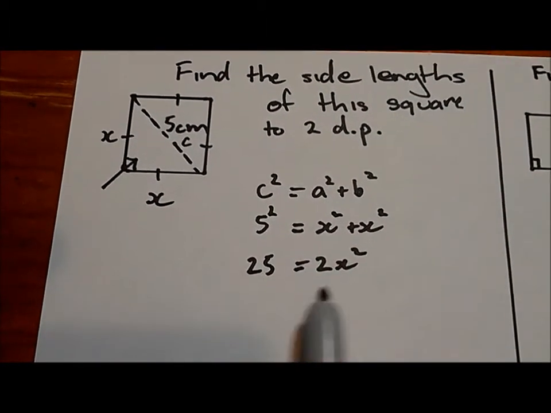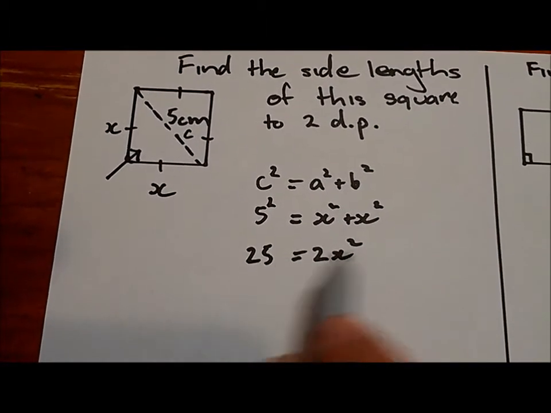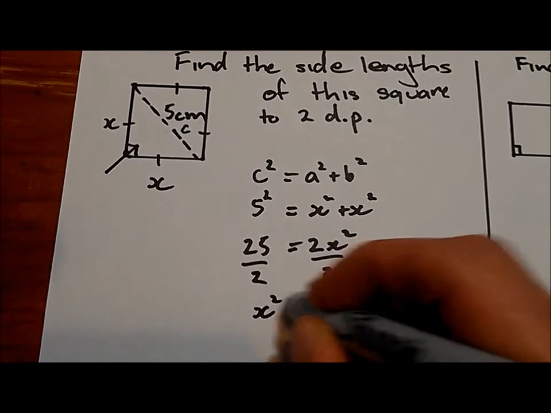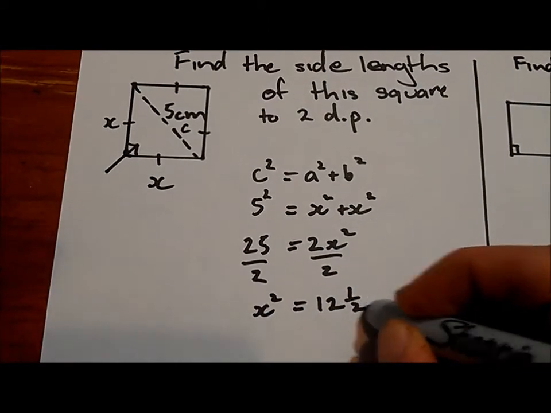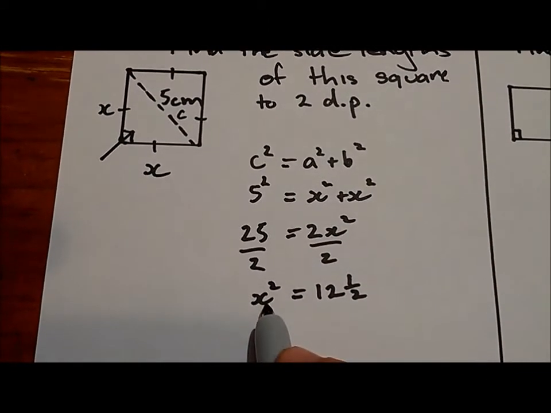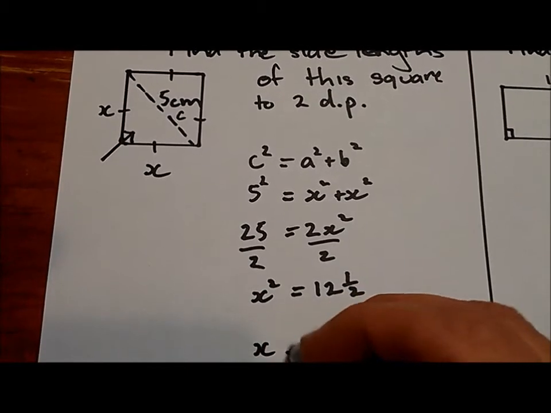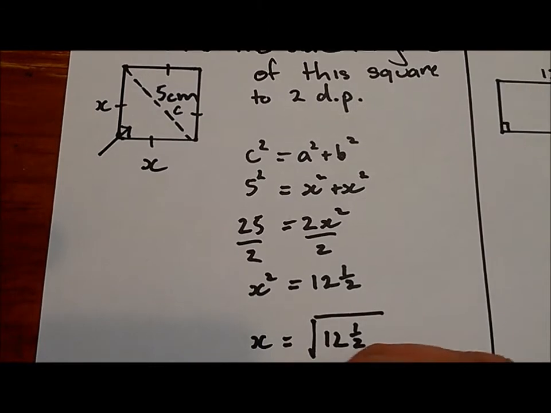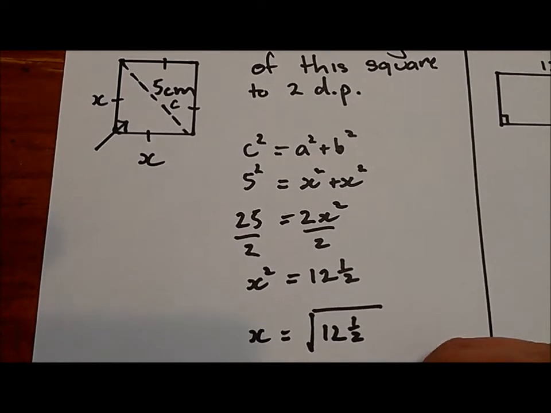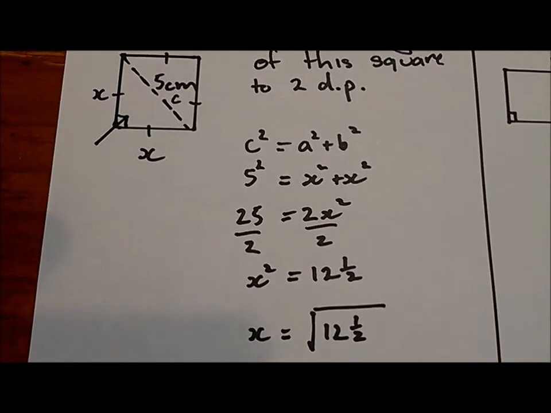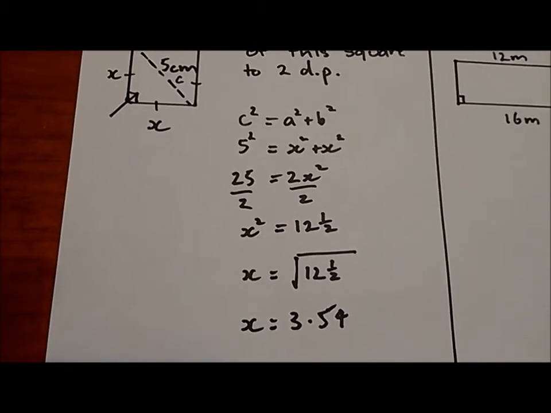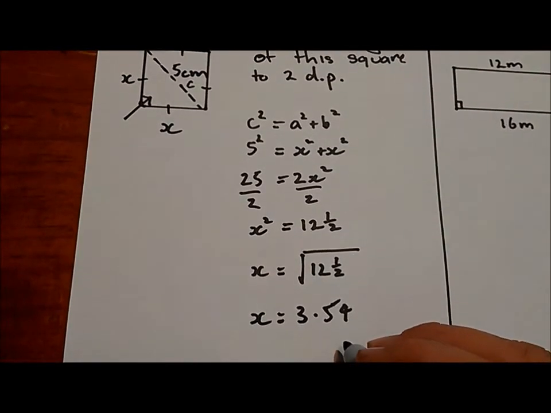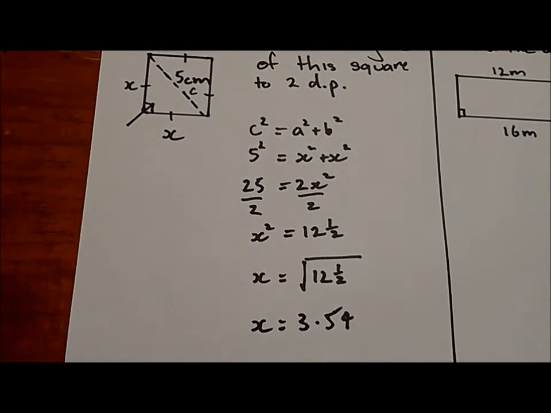Now, I'm pretty much there. I just have to solve a simple equation that we've solved before. I'll divide both sides by 2. I'm going to rewrite it on this side. x squared is equal to 12.5. And then the final step is I'm going to have to take the square root. So x will equal the square root of 12.5. I can throw that in my calculator and I'll get my answer, 3.54 when you round it off. So the length of the side of the square is 3.54 centimetres in this case.